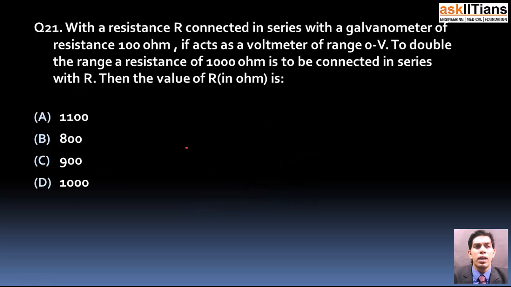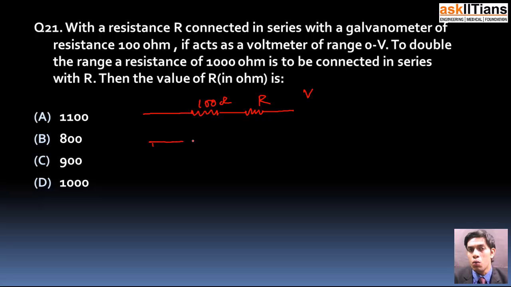Moving on. A resistance R connected in series with a galvanometer of resistance 100 ohm acts as a voltmeter of range 0 to V volt. To double the range, a resistance of 1000 ohm is to be connected in series with R. Then the value of R in ohm is, so it's given that I have a galvanometer whose resistance is 100 ohm, and I am connecting a resistor of resistance R, such that it gets converted to a voltmeter which can measure up to V volt.